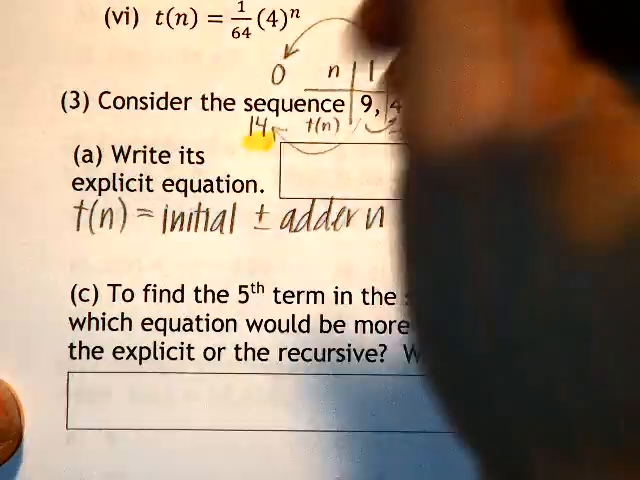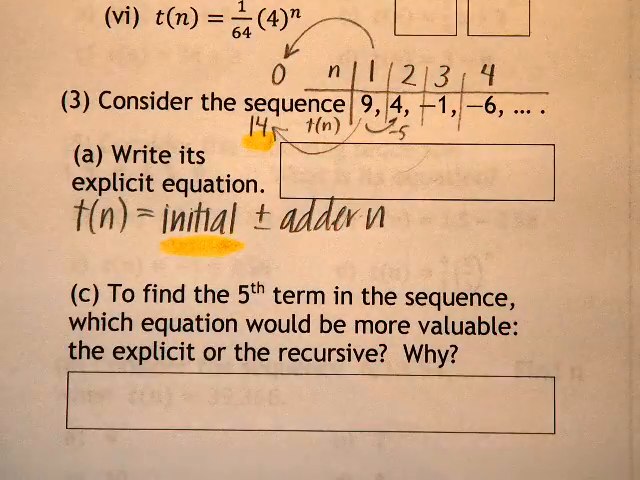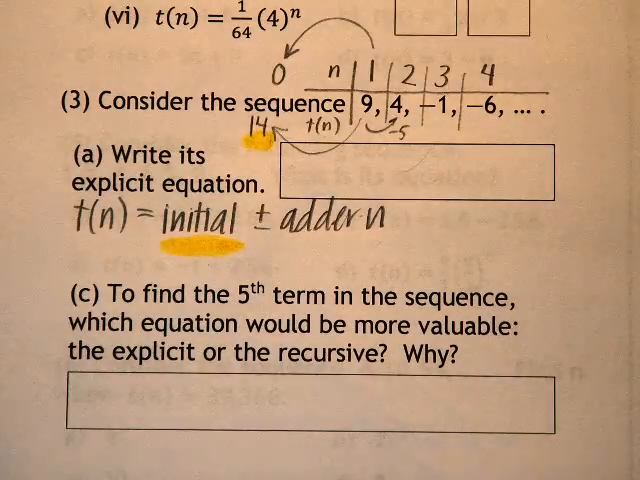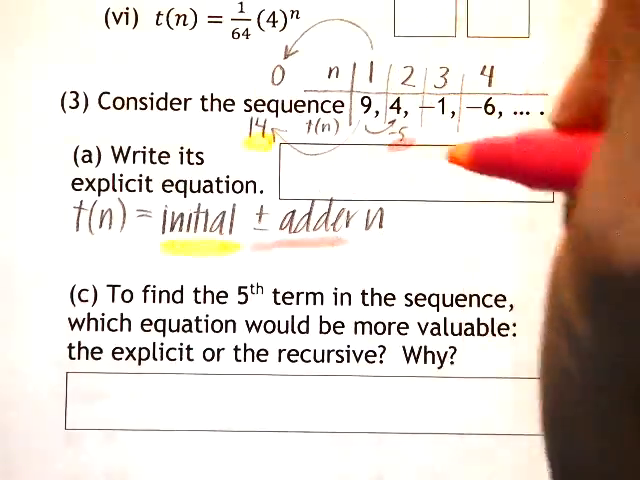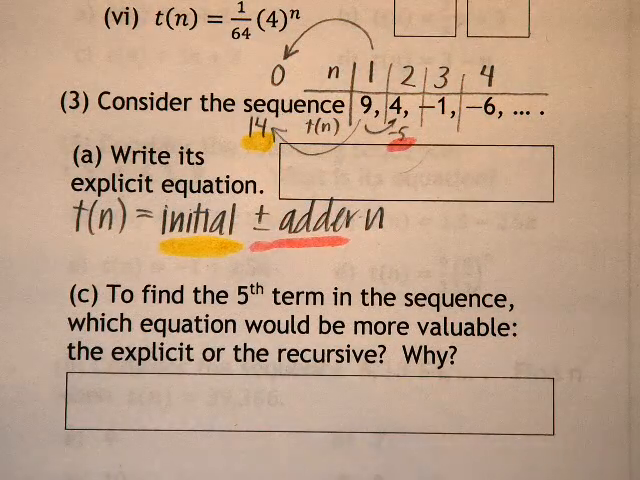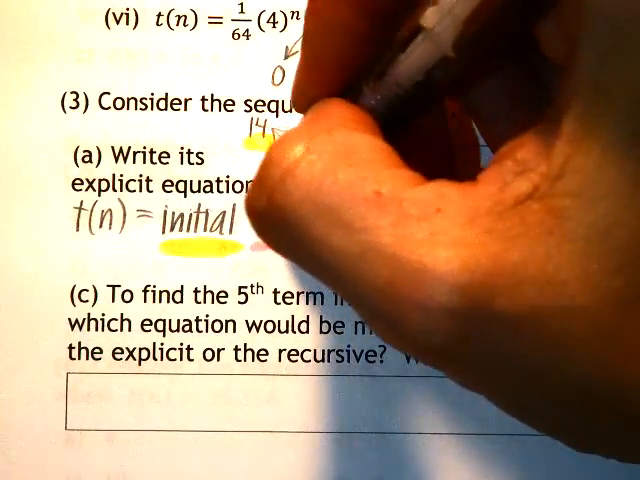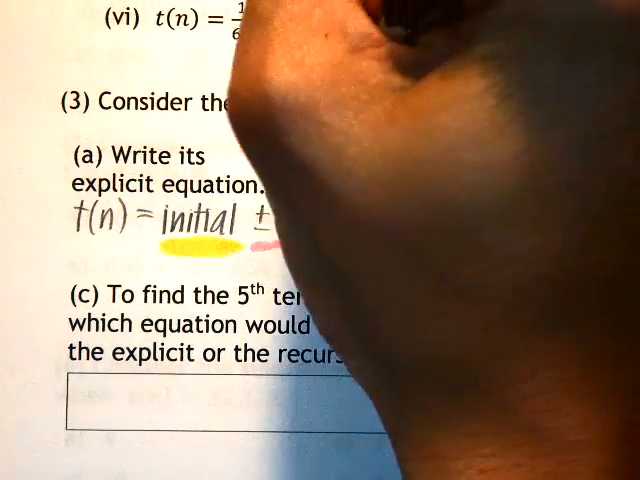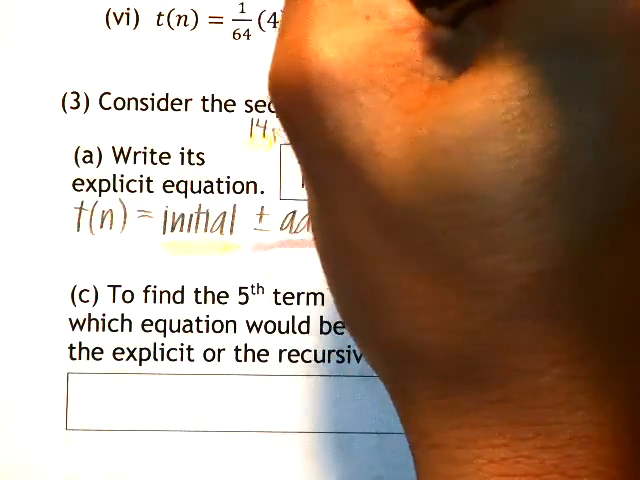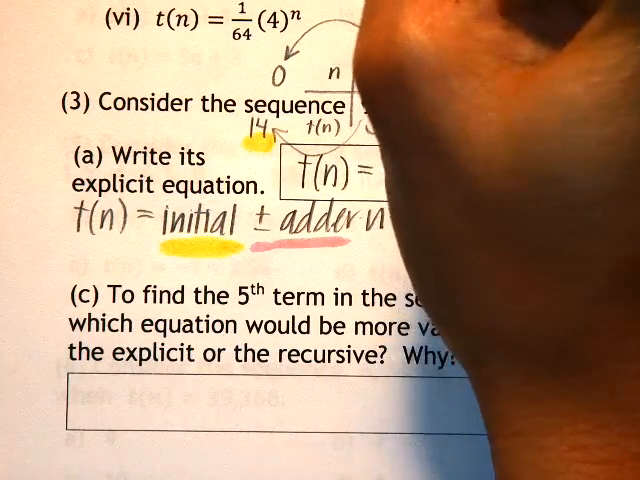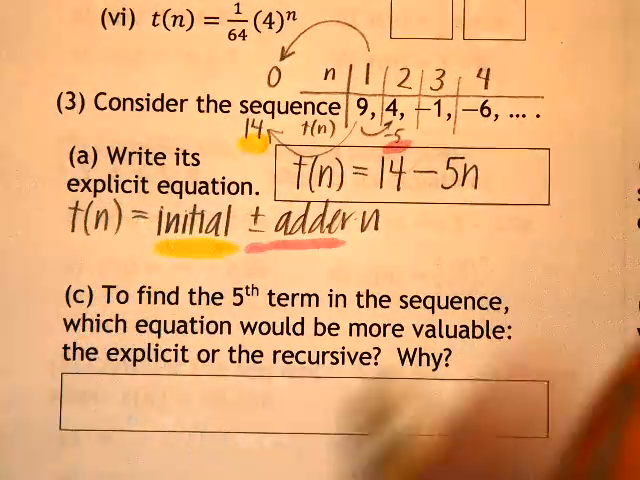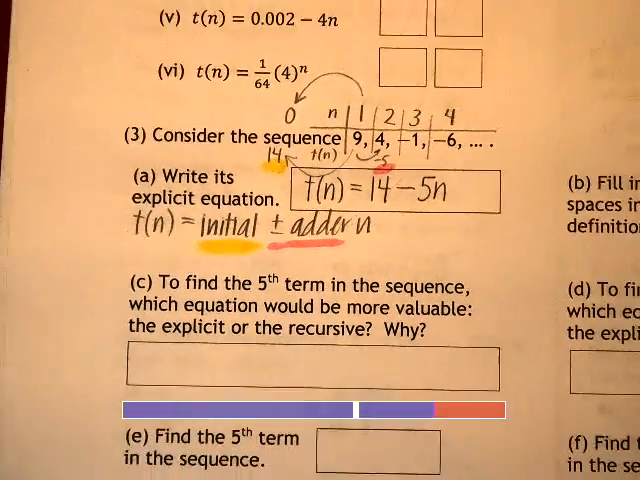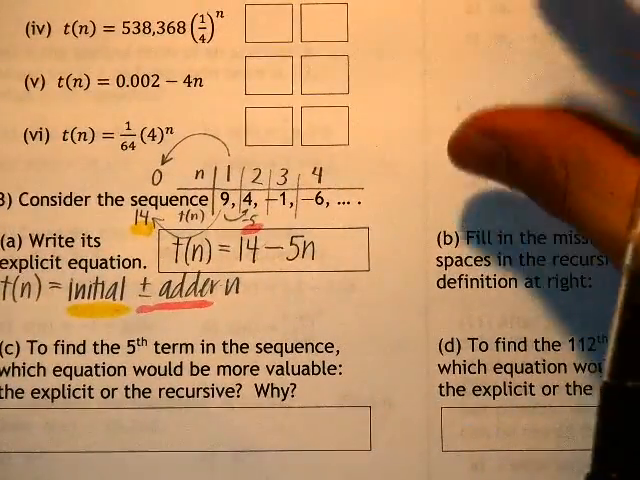I'll sort of color code things here. The initial value was 14. And it looks like we have the adder because the pattern was subtracting 5. And that tips us off about the adder, including the sign. The fact that we're subtracting 5 means that the adder has a minus sign. So as I write my equation, T of n equals initial value, that's 14, minus, because it was subtracting, adder of 5 times n. We can feel pretty confident that we have what we need.